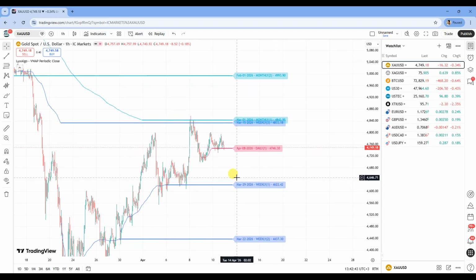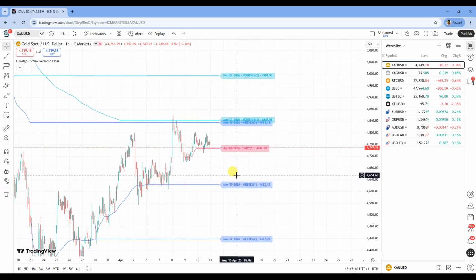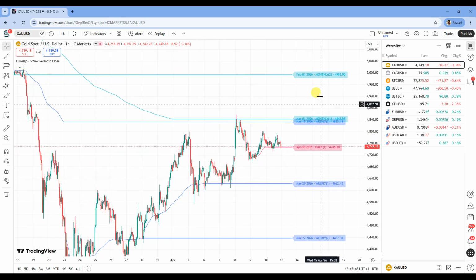So what exactly gold was doing on Friday, it can give you a clear picture over here. So this is February 1, 2026, March 2026, March 15 again, April again, March 29, and March 22. So this shows you the highest highs and lowest low points, where the market was trading in those days, or in those months.